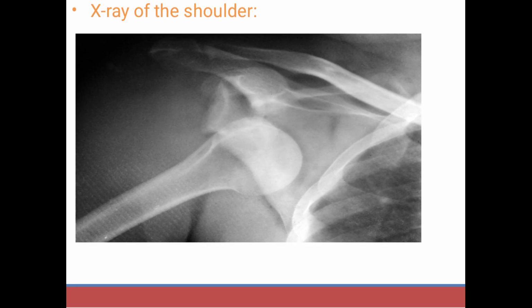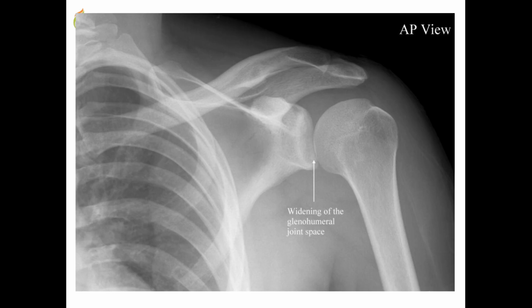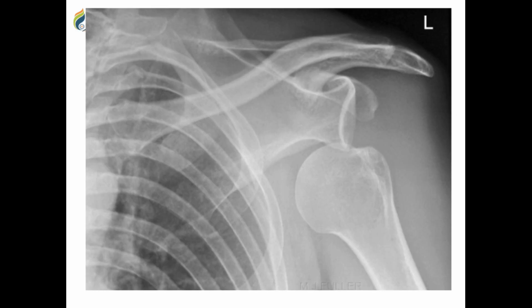The X-ray shows the anterior dislocation of shoulder. This view shows the widening of the glenohumeral joint space in the AP view. This image shows the inferior dislocation of shoulder.